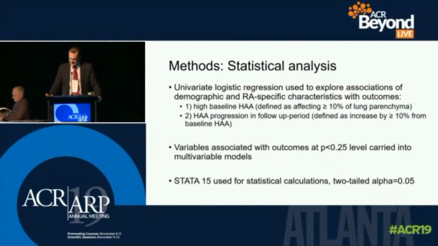In terms of statistical analysis, we first tested in univariate models each of the demographic and RA-specific characteristics against our two outcomes. The first outcome was high baseline HAA, affecting at least 10% of the parenchyma, and the second outcome was HAA progression in the follow-up period, defined as an increase of at least 10% from the baseline HAA. The associated variables were then carried into multivariable models.